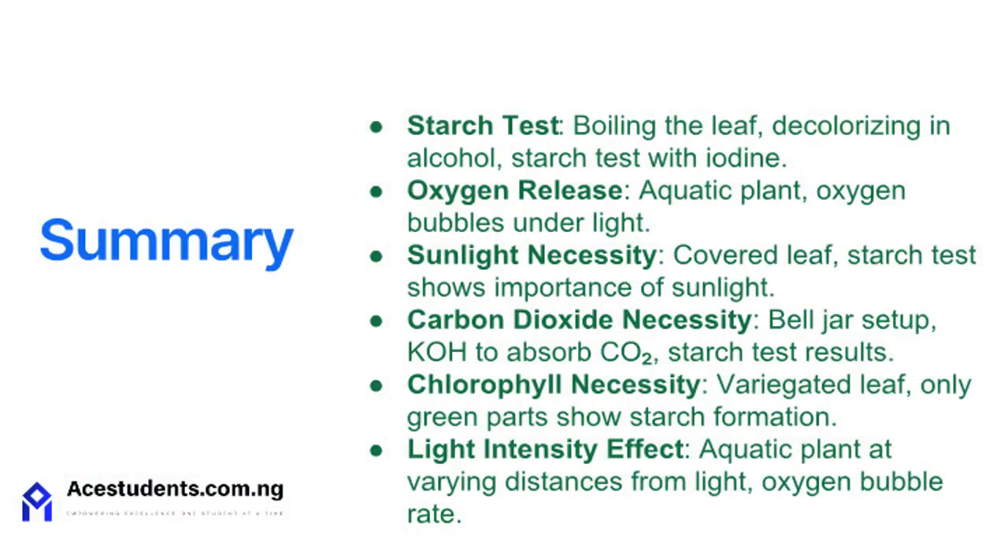In summary, these experiments illustrate key aspects of photosynthesis. The starch test reveals the presence of starch in leaves, while the oxygen release experiment shows that oxygen is given off during photosynthesis. Experiments on the necessity of sunlight, carbon dioxide, and chlorophyll demonstrate that these elements are crucial for photosynthesis. Additionally, the effect of light intensity on photosynthesis is highlighted by varying the distance of an aquatic plant from a light source and observing the rate of oxygen bubble production. Together, these experiments provide a comprehensive understanding of the photosynthesis process.